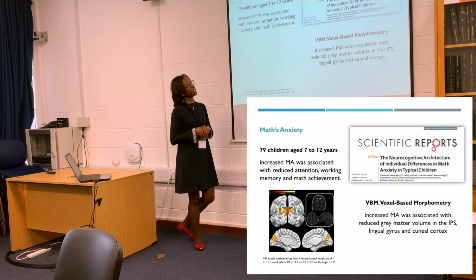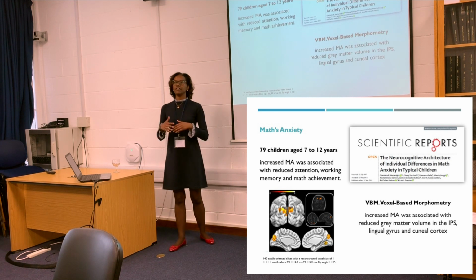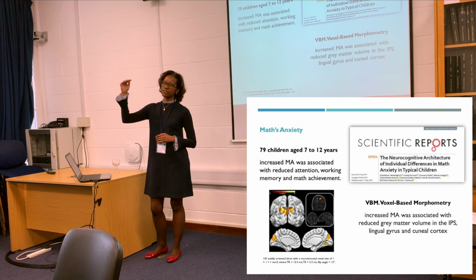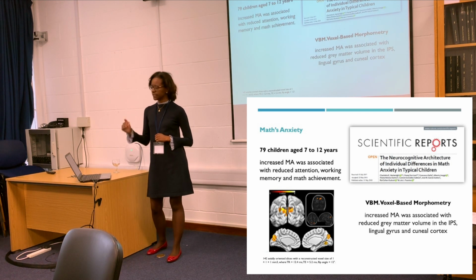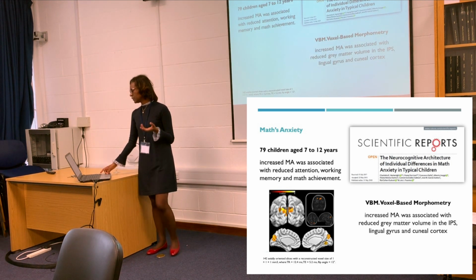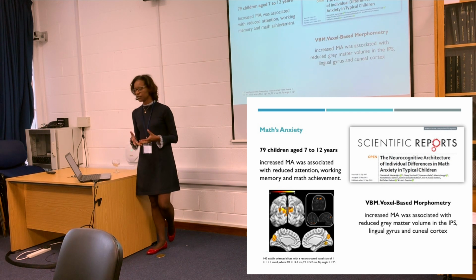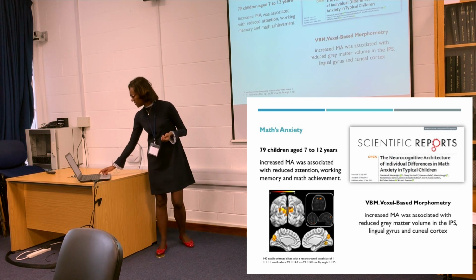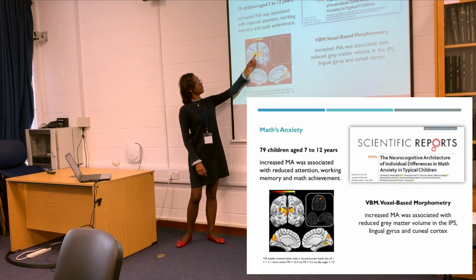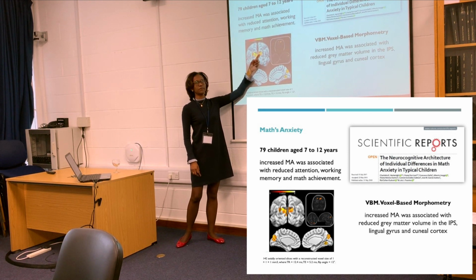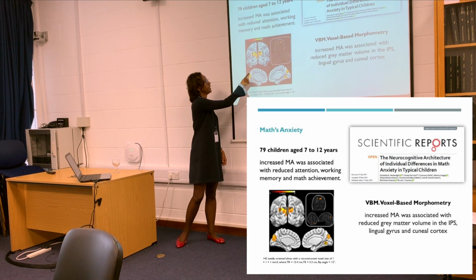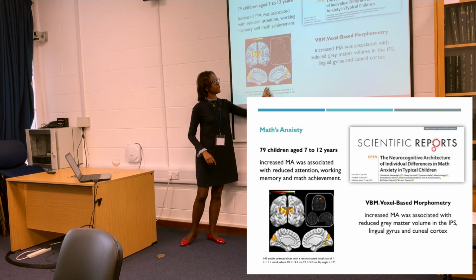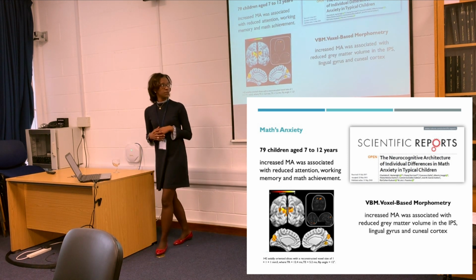The voxel-based morphometry showed that when we could see high maths anxiety, there was a reduced gray matter volume in these areas: intraparietal sulcus bilaterally, cuneal cortex bilaterally, and lingual gyrus on the right hemisphere.